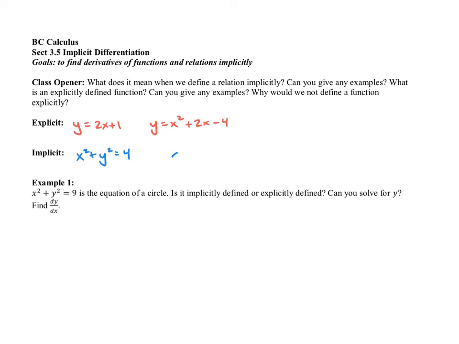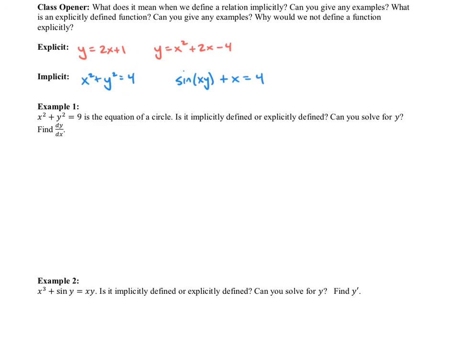You may have something more complex where they're even mixed up within a trig function, and that's what we're going to deal with in this lesson: how to calculate the derivative of graphs like this, because we still are interested in what the rate of change is, for instance, for a vertical tangent line or something along those lines. So in example 1, let's take a look at a circle with a radius of 3.